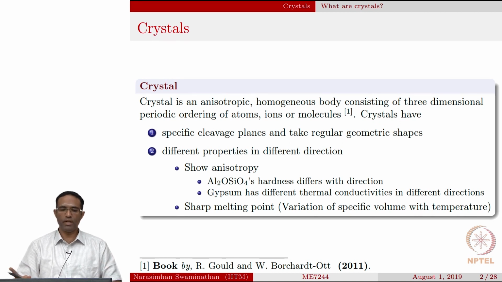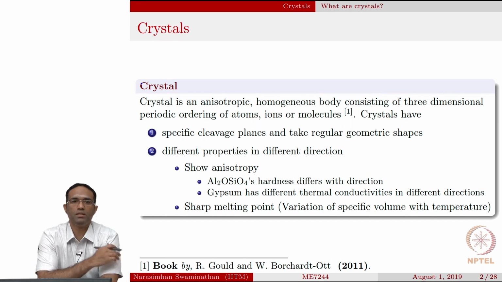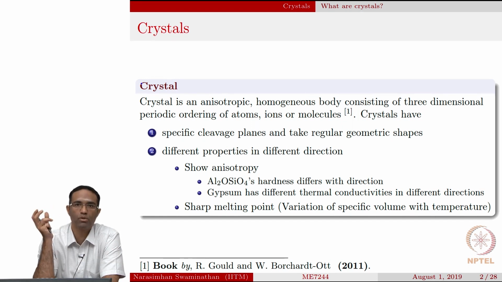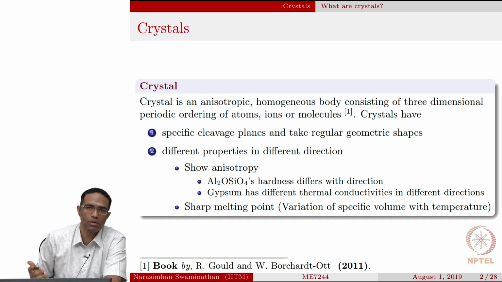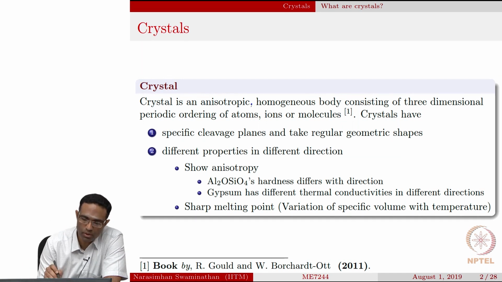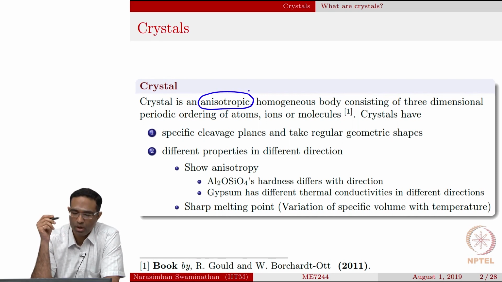So, in order to do that, we need some fundamentals, and we will start with describing what exactly crystals are. So, a crystal is essentially something which is anisotropic, which is homogeneous and possessing some sort of 3-dimensional periodic ordering of atoms, ions or molecules. It is important to understand that in general a single crystal is anisotropic, which means it does not possess the same properties in all the directions.